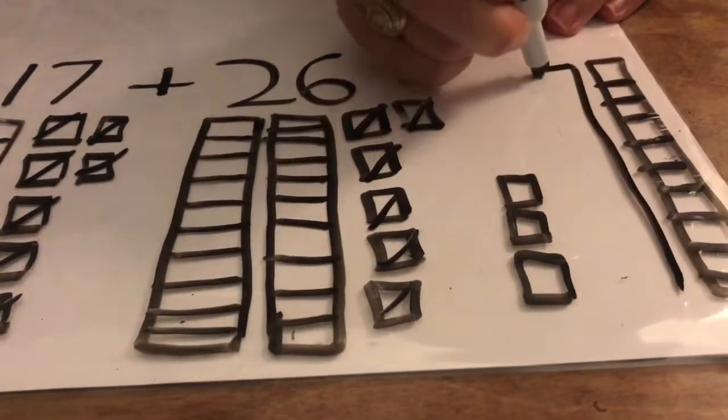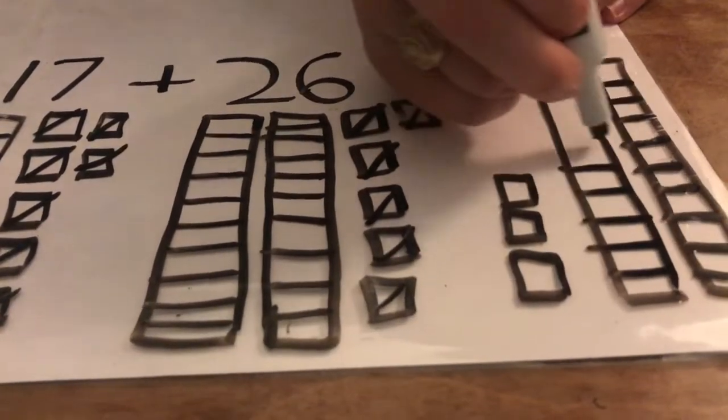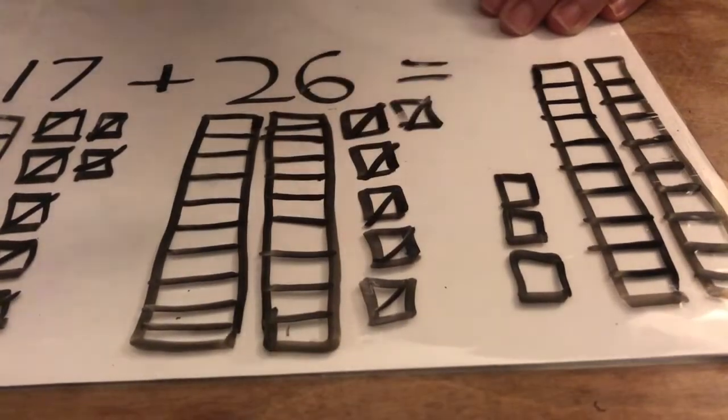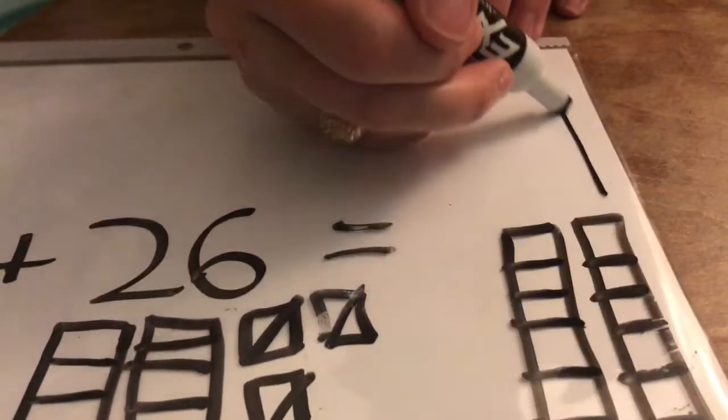We're going to add 3 ten sticks. 1, 2, 3, 4, 5, 6, 7, 8, 9. I'm going to add them up here to make them fit.